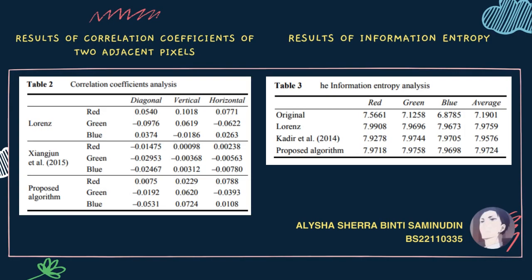Here are the results of correlation coefficients of two adjacent pixels, which are located on the left side of the slide. As you can see, most of the correlation coefficients are near 0. This indicates that the correlations among adjacent pixels in the original image can be effectively eliminated using the proposed method, thus enhancing resistance against statistical attacks. And next to it is the result of information entropy. As for this one, the proposed algorithm numbers are mostly near 8, which explains why random encrypted images are made.